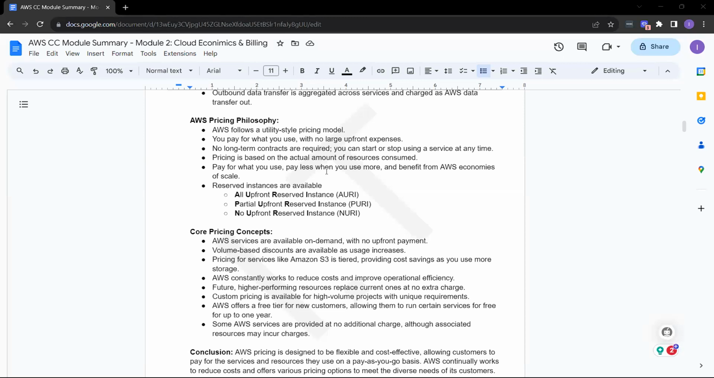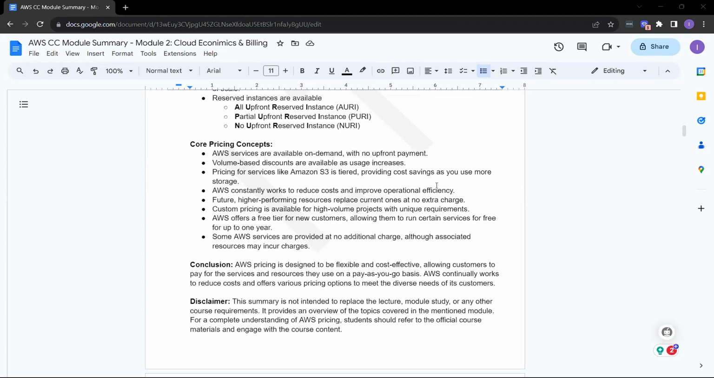And you are also able to take advantage of the economies of scale, in the sense that the more you use, the less you pay, or the more people use, the lower the prices, right? So it's basically the same thing about the core pricing concept. But then volume-based discounts are available as your usage increases. I made an example of buying sachet water. When sachet water was 30 pesos, when you buy two, it is given to you at 50 pesos instead of 60 pesos, right?